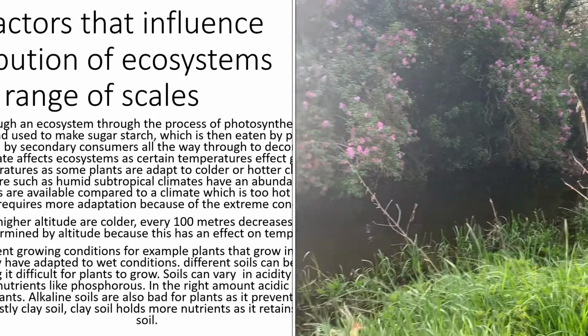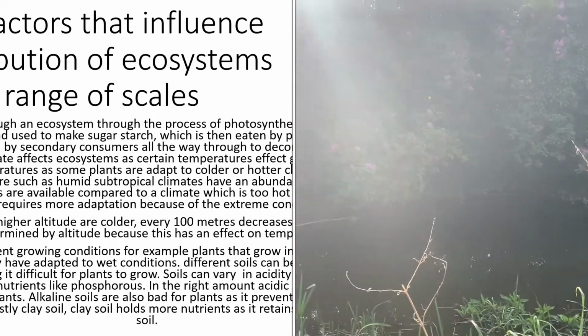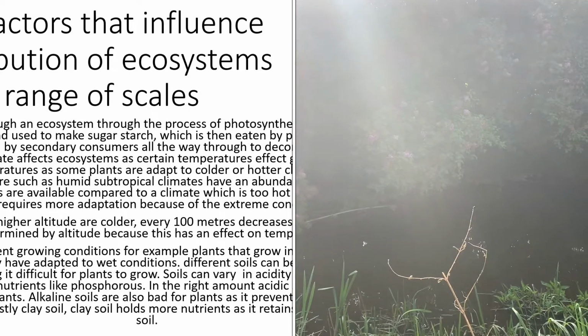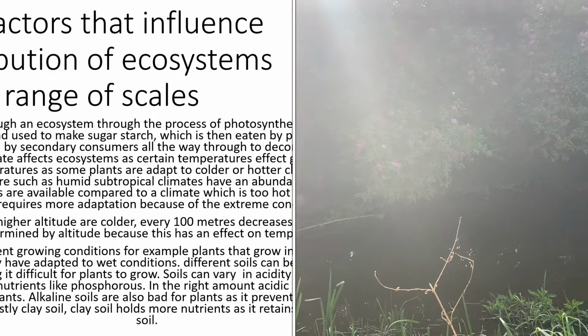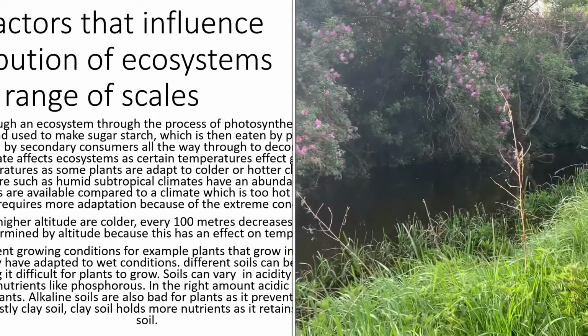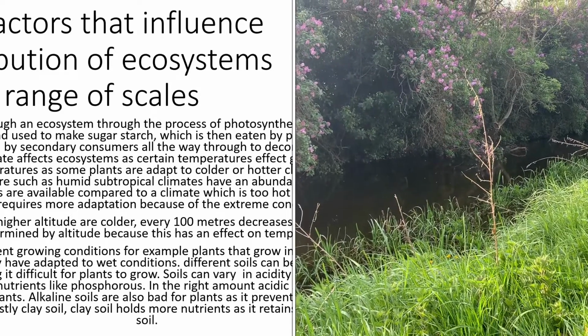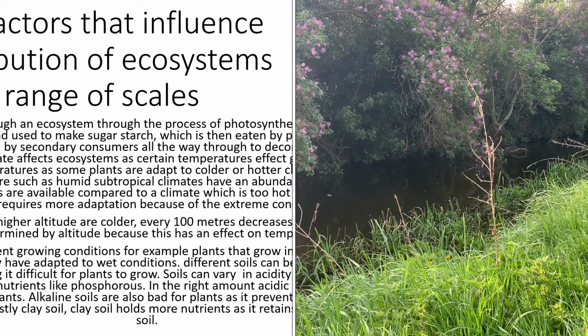Local. Plants need different growing conditions. For example, plants that grow in water can't grow in drier conditions, as they have adapted to wetter conditions. Different soils can be prone to waterlogging, such as peaty soils, making it difficult for plants to grow.